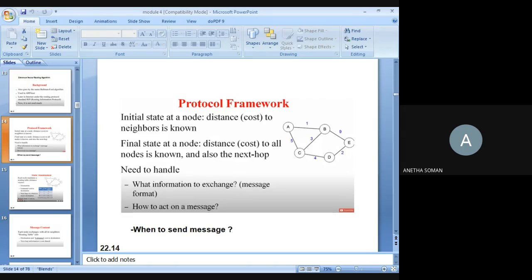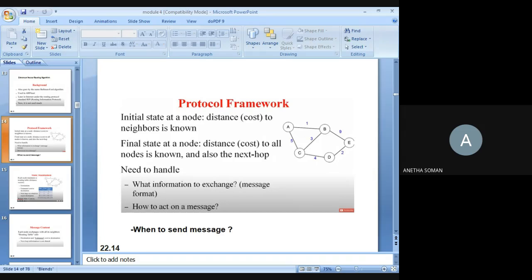Now, whenever you want to implement a protocol, you have to handle 3 questions. One is what information to exchange, how to act on a message, and when to send the message. These are the 3 things that you have to understand. What information you have to exchange? What is the message format? Now, how to act on a message?